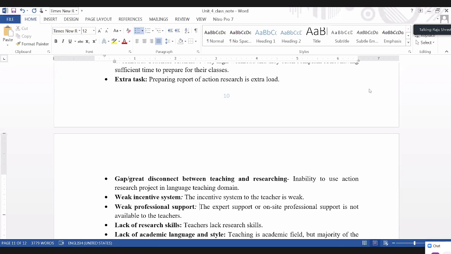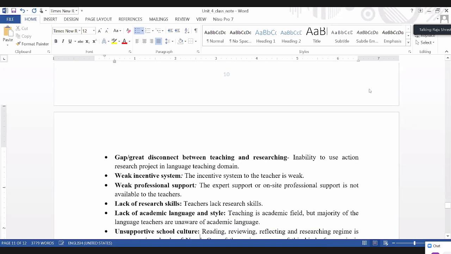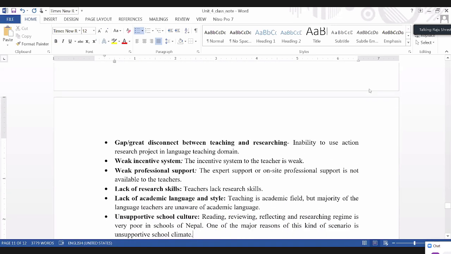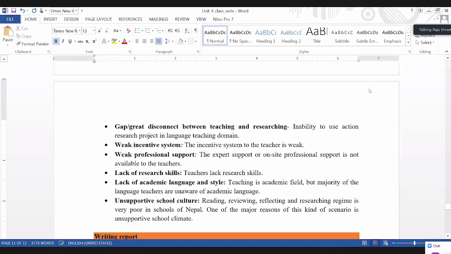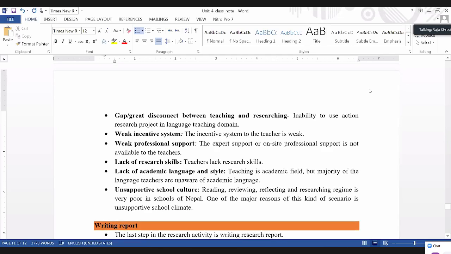सो देयर शुड बी एक्सपर्ट. There should be professional support for the teachers, on-site professional support. स्कुलमै गएर क्लासरुममै गएर सपोर्ट गर्ने प्रचलन, this kind of culture we should have, but we don't have in reality. A lack of research skills, lack of knowledge of academic language and style, and unsupportive school culture.